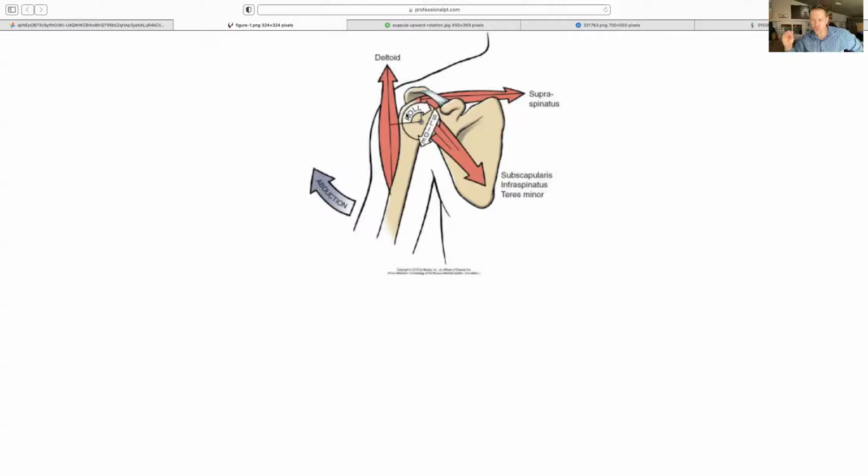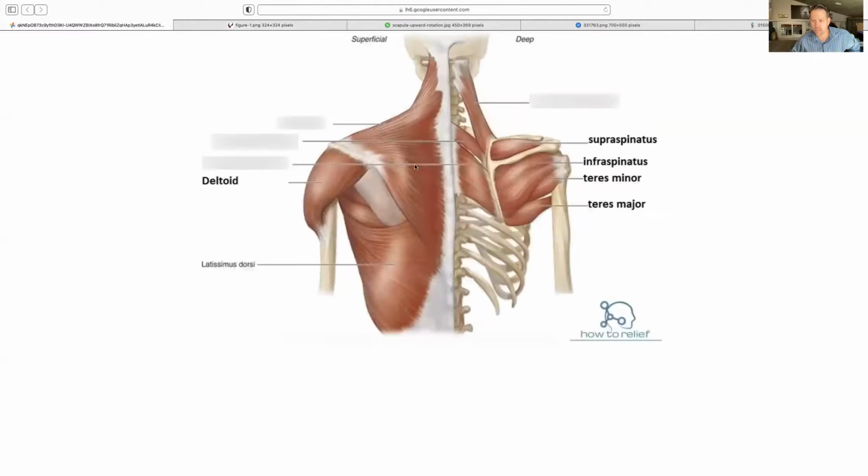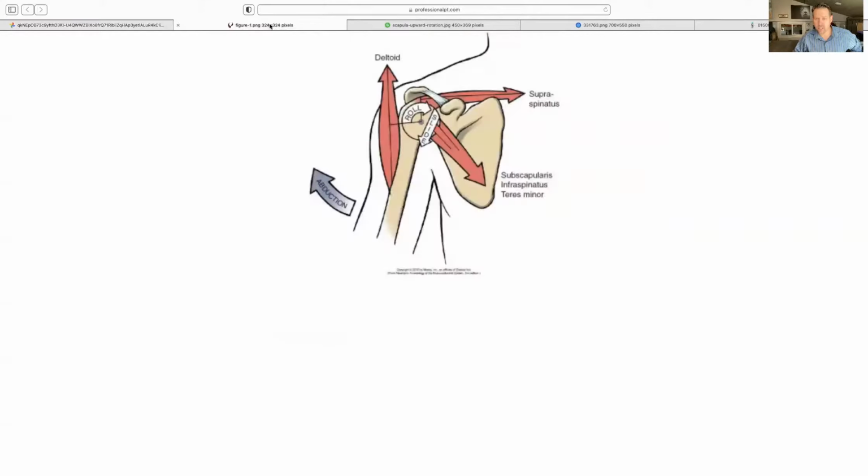In order for the shoulder to work properly, in order to lift my arm up overhead, a couple of things have to occur. These are mechanical things. One is you have to have these three muscles firing properly. What we're looking at here is the deltoid, the supraspinatus, and then the subscapularis, infraspinatus, teres minor. Well, what do we know about those? Look at the lower part of the back part of the shoulder blade: infraspinatus, teres minor, teres major. Again, let's look at these. Subscapularis, infraspinatus, teres minor. These two are on the back of the shoulder blade.